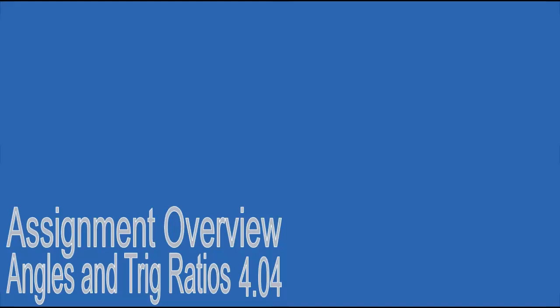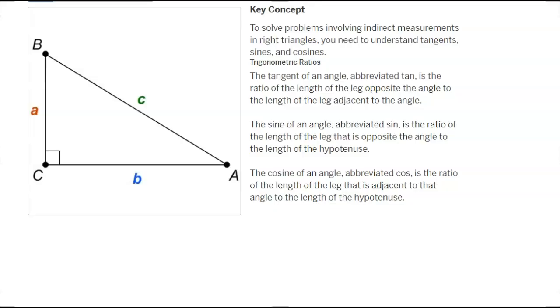Welcome to the assignment overview, Angles and Trigonometric Ratios 4.04. Our key concept for trigonometric ratios is to solve problems involving indirect measures in right triangles. We need to understand tangents, sines, and cosines.